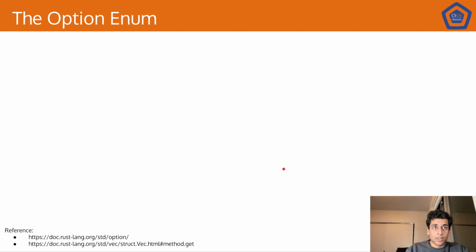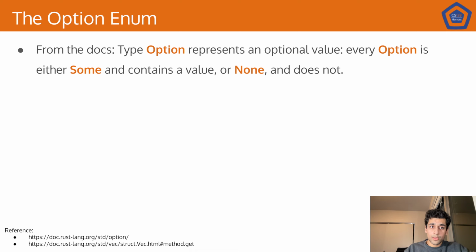Okay. So now I'm going to talk about the option enum. From the documentation, the option type represents an optional value. Every option is either Some and contains a value inside that Some, or None and does not contain a value.